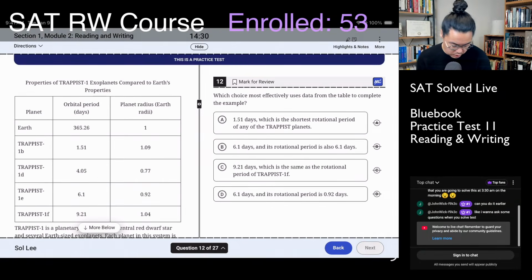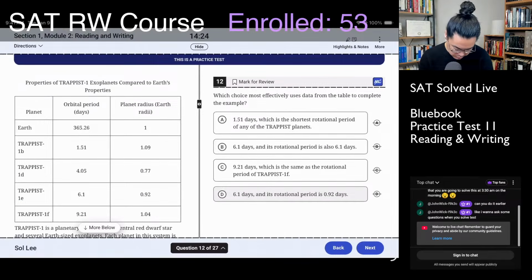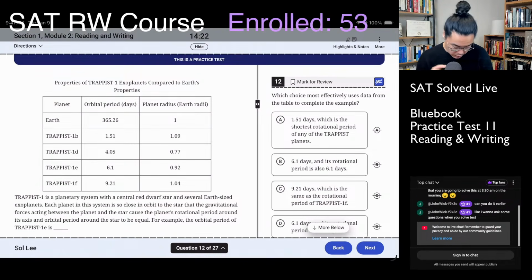Okay, those are all off topic. Trappist-1, which vaguely sounds familiar. Let's go. Oh, God, the zoom. Trappist-1 exoplanets compared to Earth.